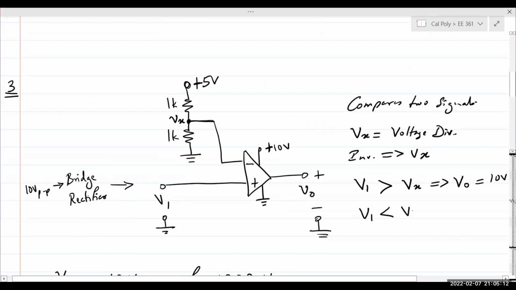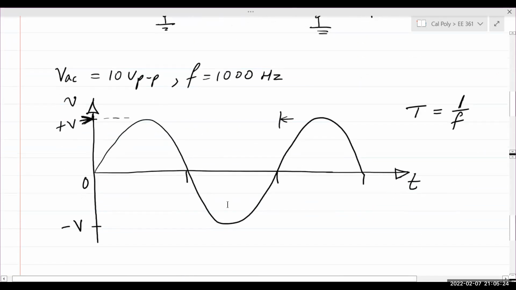When V1 is less than Vx, then VO should equal 0 volts. That's basically what a comparator will do. So now we will sketch the input waveform. This is a standard typical sinusoidal waveform.